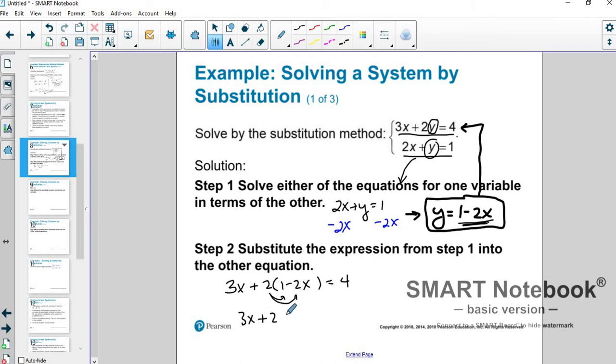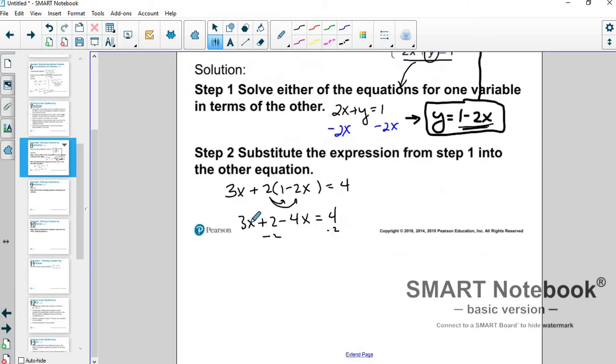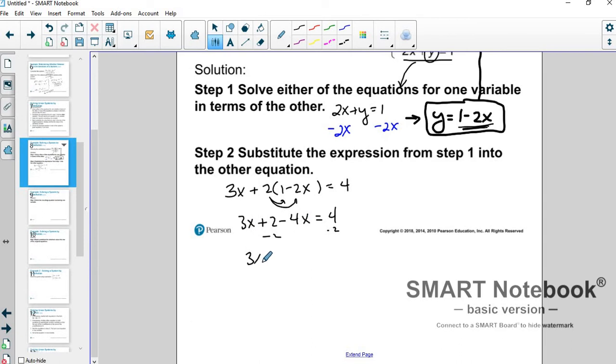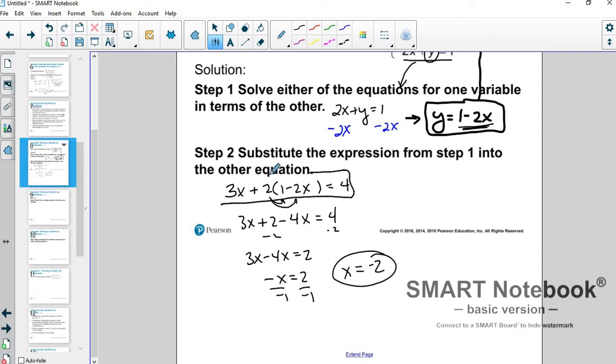3x plus 2 minus 4x, distribute the 2 there, equals 4. Subtract 2 from both sides. Combine like terms. You get 3x minus 4x equals 2. So negative x equals 2. And so x equals negative 2. All right? So step 2 is to plug it in here. Step 3 is to solve it. All right?